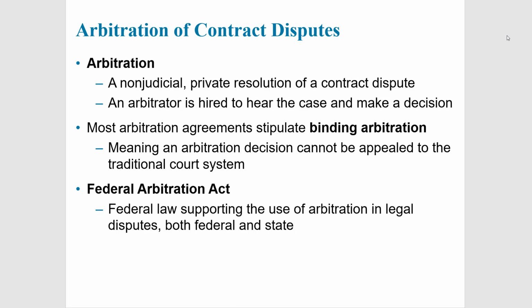Most arbitration agreements stipulate binding arbitration, meaning that an arbitration decision cannot be appealed to the traditional court system. And oftentimes, once an arbitration decision has been reached, it cannot be appealed. So you're just kind of stuck. The Federal Arbitration Act is a federal law supporting the use of arbitration in legal disputes, both federal and state. So in North Carolina, arbitration clauses are acceptable. There are a very small minority of states that ban them, but here it seems to be just fine as long as you are reasonable and not unconscionable.